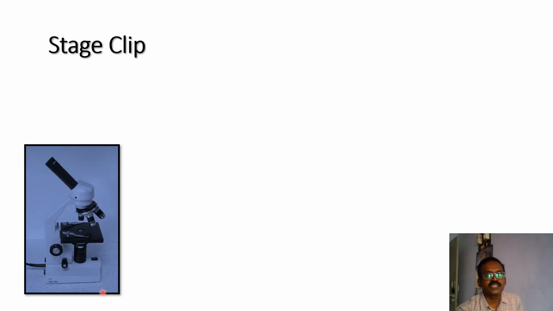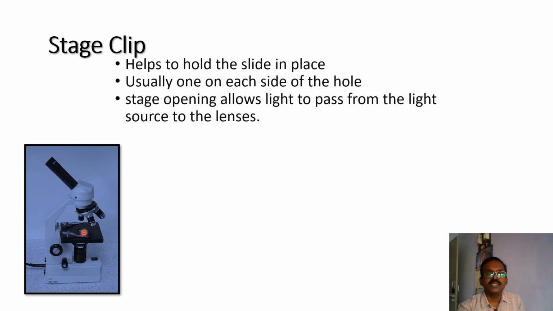The stage clip. This is a stage clip. The two clips are present, one on each side of the stage hole. The stage clip is helpful to hold the slide in the correct position. The stage opening, this central hole, allows the light to pass from the light source to the slide.